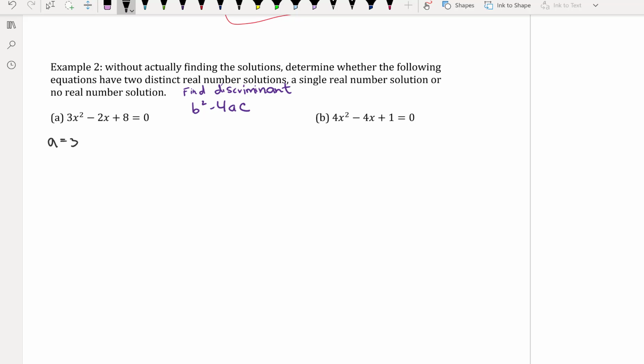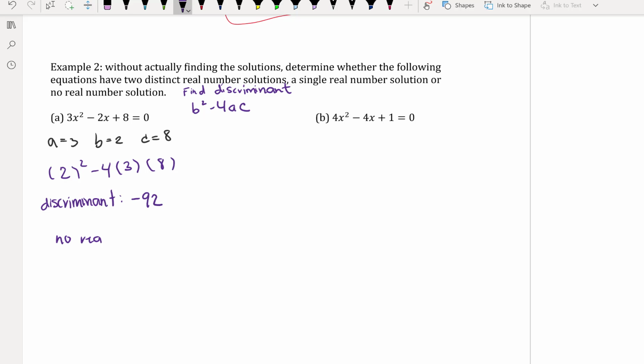So I have my a is equal to 3, my b is equal to 2, and my c is equal to a positive 8. So I'm going to have my b squared, that's 2, minus 4, my a value and my c value. My a value is 3 and my c value is 8. So my discriminant, when I plug the values into my calculator, 2 squared minus 4 times 3 times 8 gives me negative 92. Remember, when it's a negative value, that means I have no real number solution.